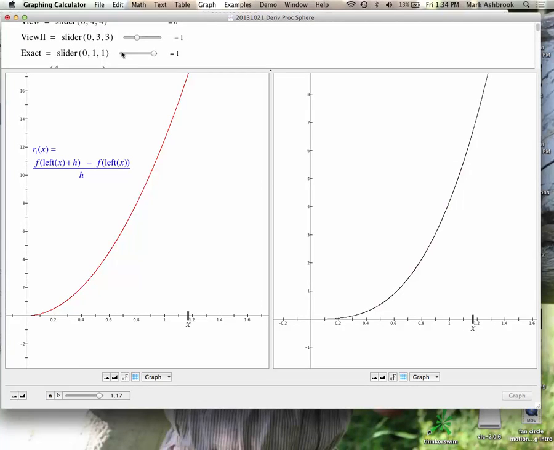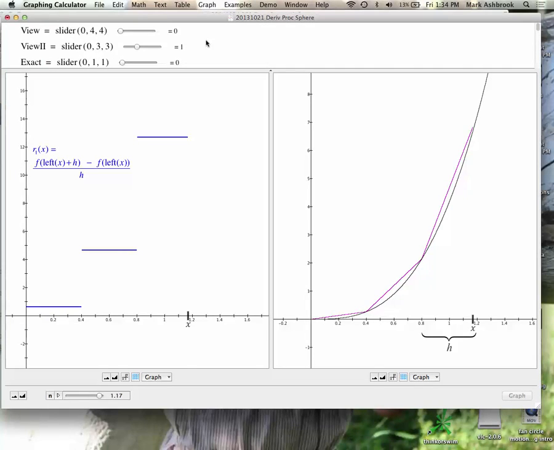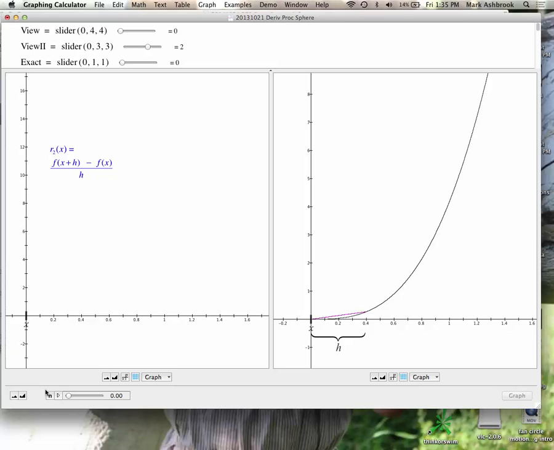But then what we said was, what about this alternate version? Instead of being based on left x, we said, what if instead of left x, we just use x? And we get this rate function, f of x plus h minus f of x, all over h. Okay, so now what will that be like? So I'm going to turn this on.